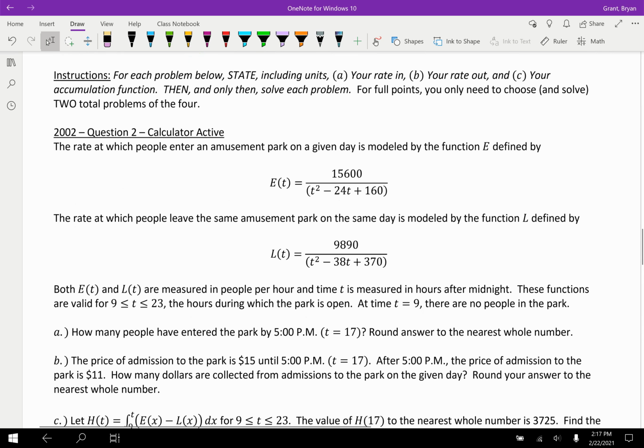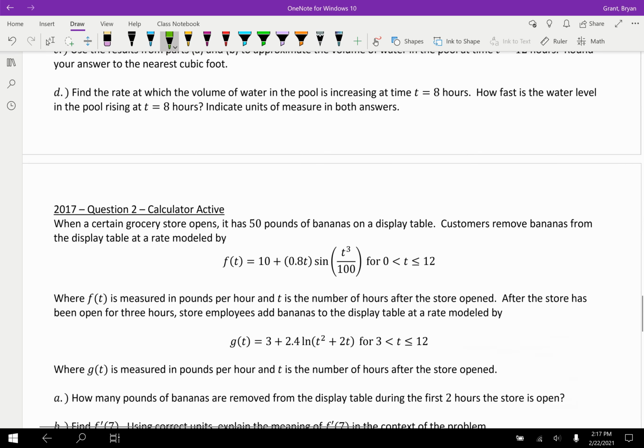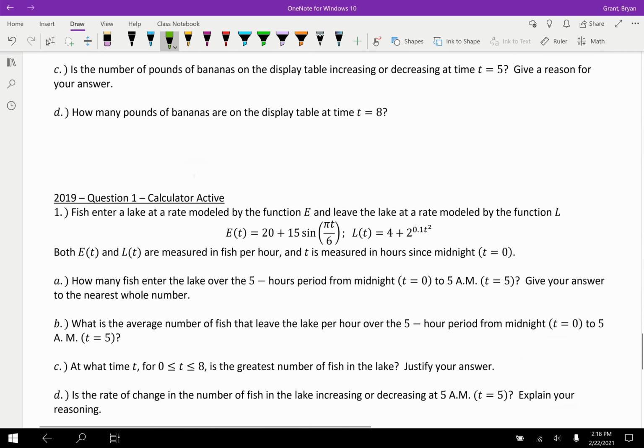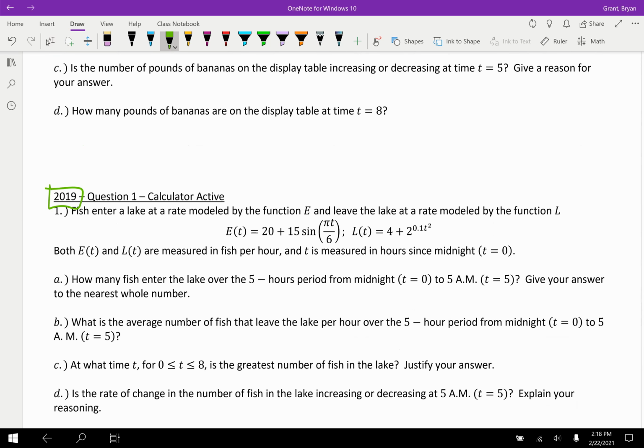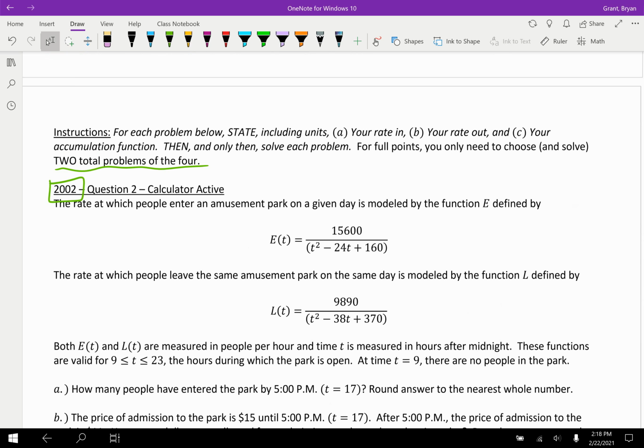This next page has two things to notice. First, you do need to state your rate in, your rate out, and your accumulation function. You could do just your initial condition. You'll have to do the accumulation function later. Then solve each problem. For full points, you only need to choose and solve two total problems, right? We have 1, 2, 3, and 4. You only need to choose two of those.